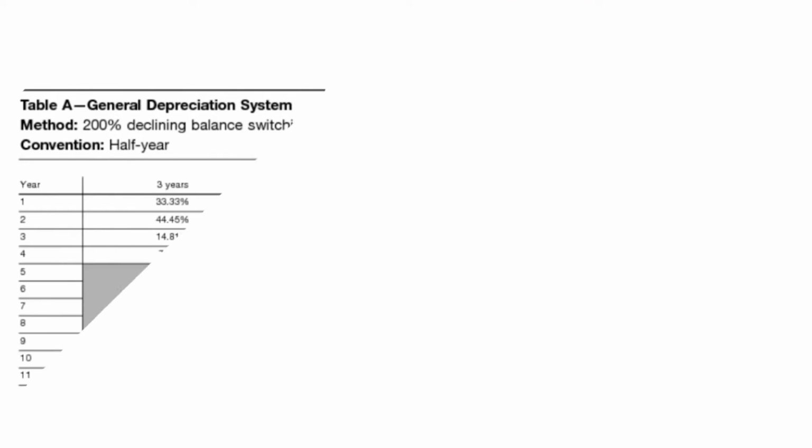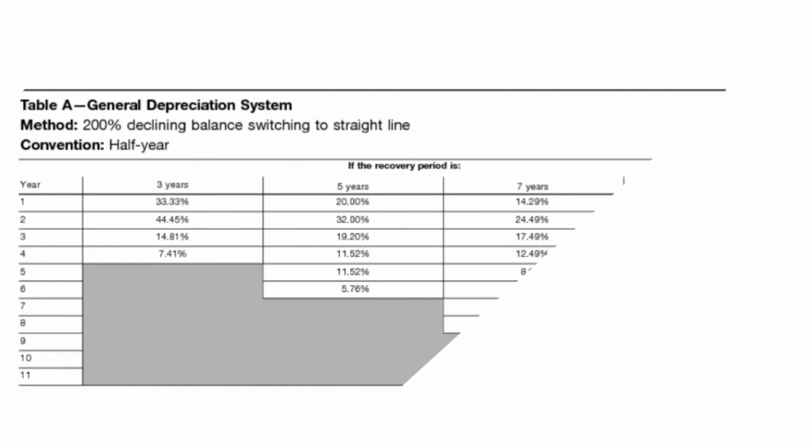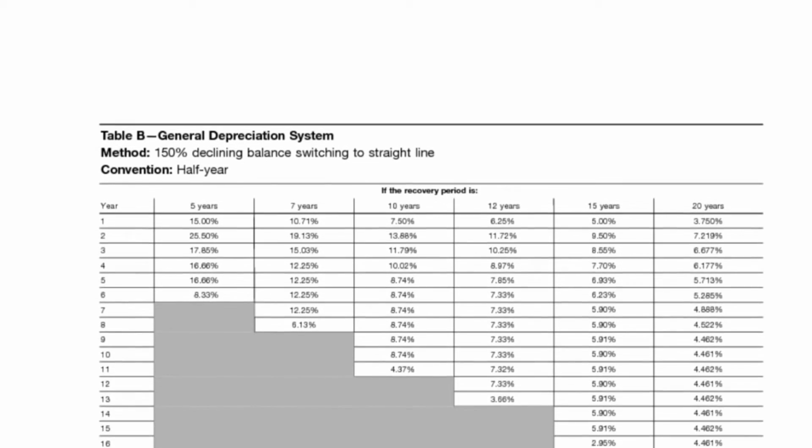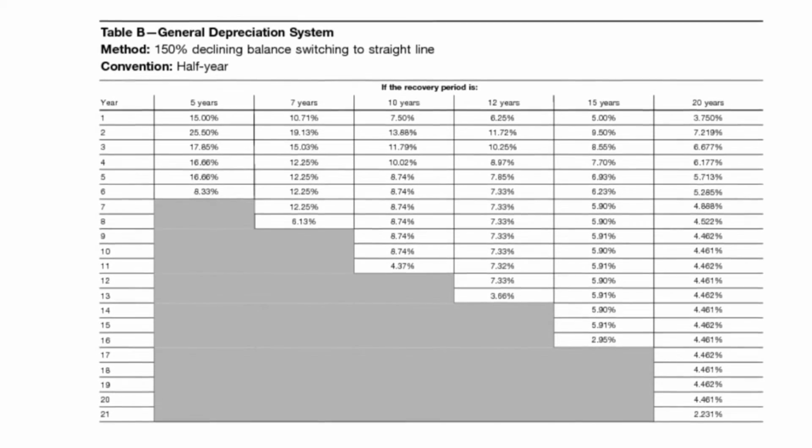So we're showing you right now on the screen, we have Table A, General Depreciation System. This is for the double declining balance, the 200%. This is important to have in mind. Then you have Table B, the General Depreciation System. This is the accelerated depreciation system. So you have 150% declining balance, switching to straight line. You can see this on the screen. It started as a declining balance DDB, and then it switches to SL, so straight line.